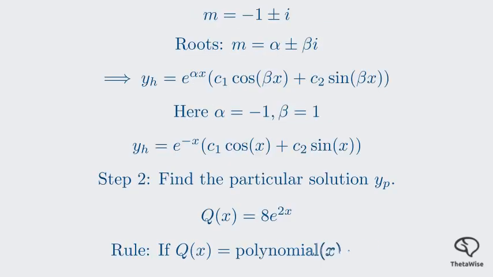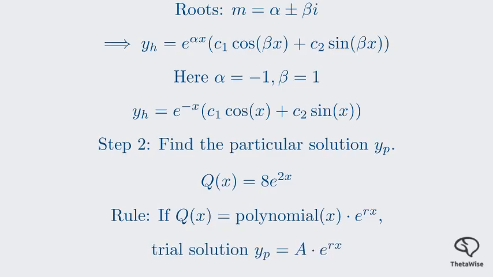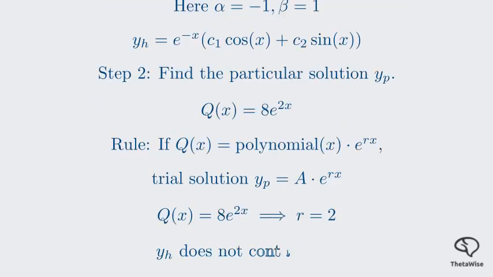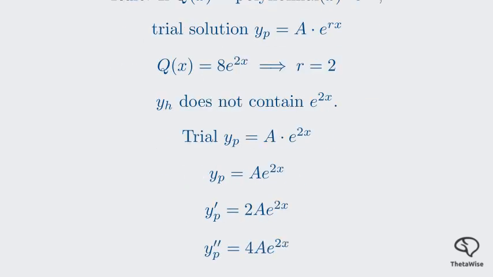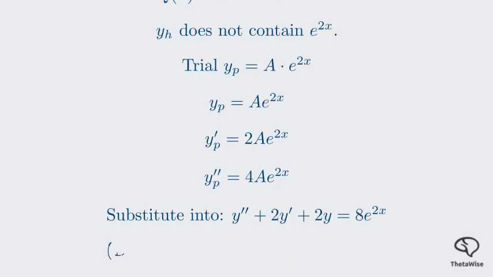Our general rule is that if Q(x) is a polynomial times e to the rx, the trial solution for y_p is A times e to the rx. For our problem, r is 2. The homogeneous solution does not contain any e to the 2x terms, so we don't need to adjust. Our trial solution is y_p equals A times e to the 2x. To find A, we substitute this back into the original equation. The first and second derivatives of y_p are 2Ae to the 2x and 4Ae to the 2x, respectively.